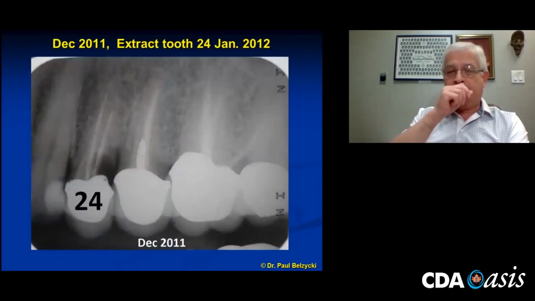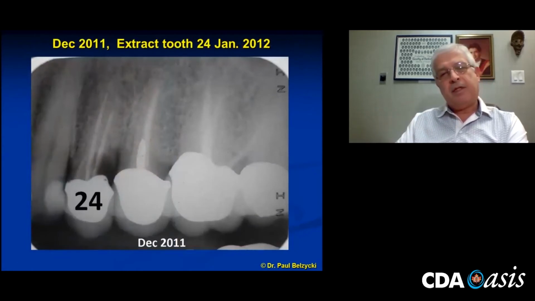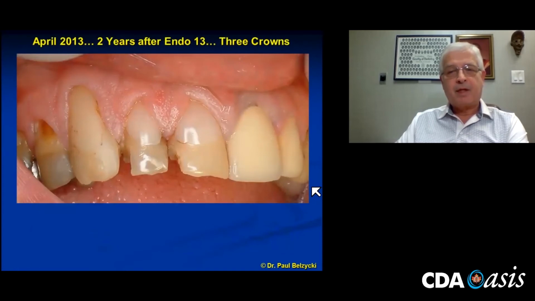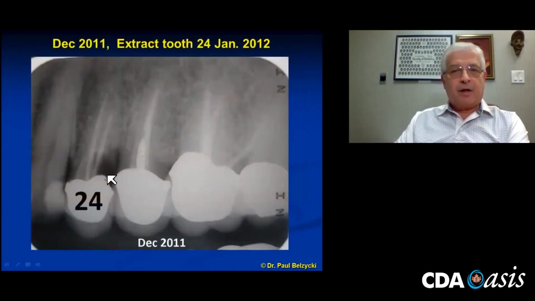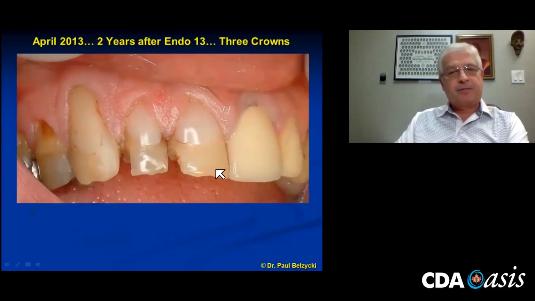Later on that year, in December, he came in and he said, something doesn't feel right. In the upper left quadrant, he had some puffiness around the gingiva and it smelled bad when he flossed. And I could see I've got decay that started all over again, tooth 24 under a crown that's been in for some years. So that tooth was extracted a month later.